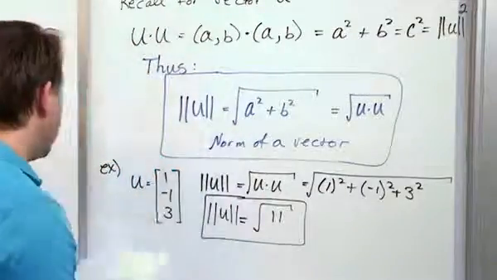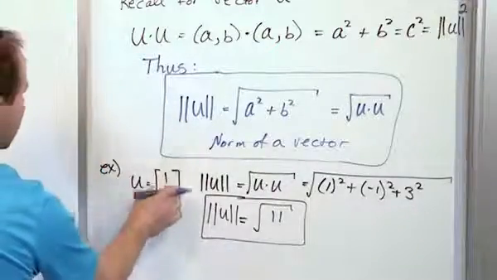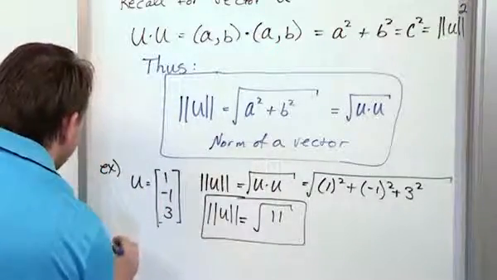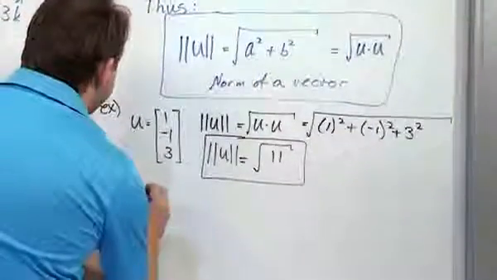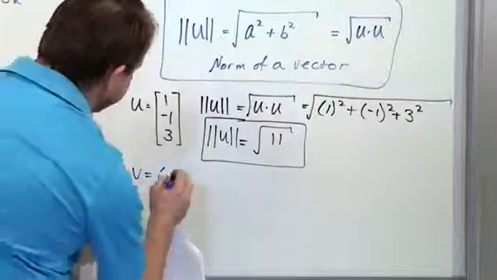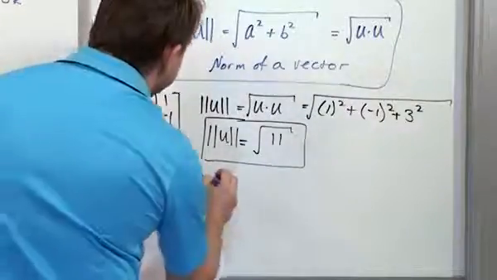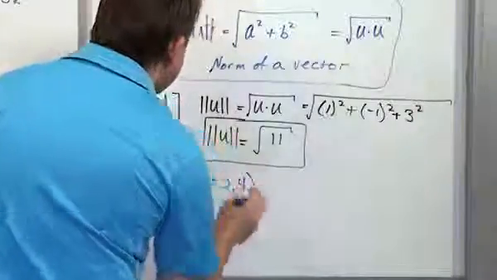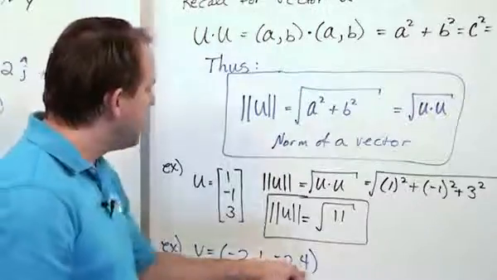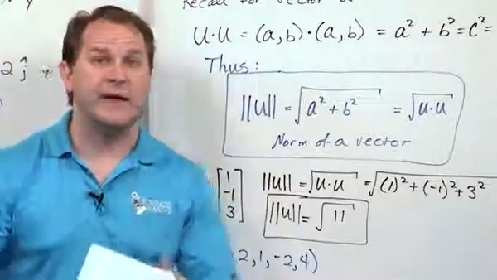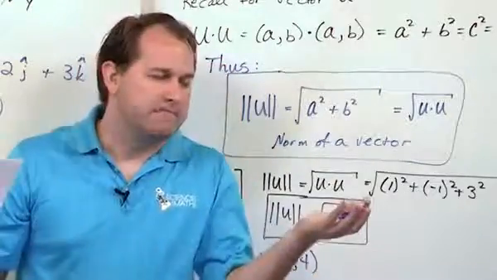All right, so as another quick example, here I was given a vector in terms of a column of numbers. What if I'm given the vector in terms of an n-tuple? Let's say I'm given v is equal to (-2, 1, -2, 4). Notice in this case, this is an n-tuple, and I've got 4 numbers. So this is not two-dimensional space, it's not three-dimensional space, it's four-dimensional space. What is four-dimensional space? Your guess is as good as mine.